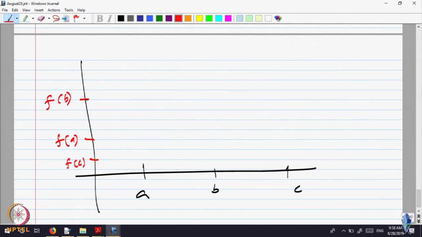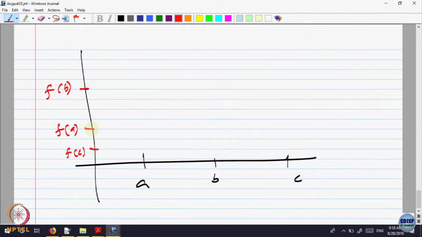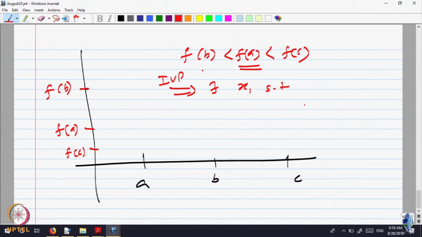Now, what is happening? Look at this value f of a. It is between f of c and f of b. So f of b is less than f of a is less than f of c. The function is given to be continuous, so f of a must be attained at some value between b and c by the intermediate value property. So there exists a point x1 such that f of x1 is equal to f of a, and x1 is between b and c. Is that ok?